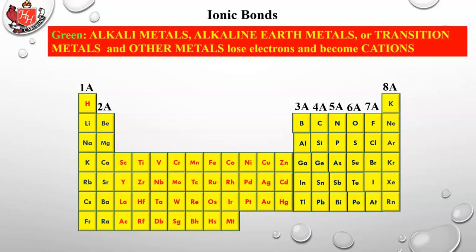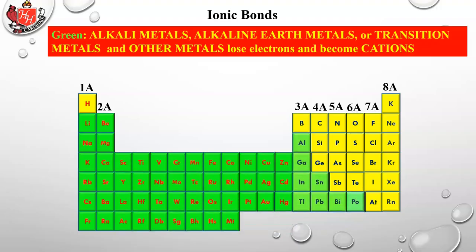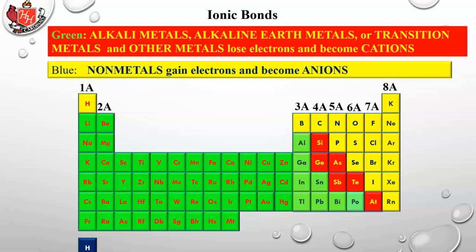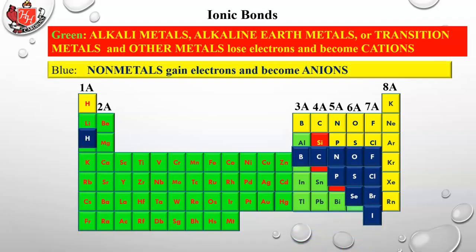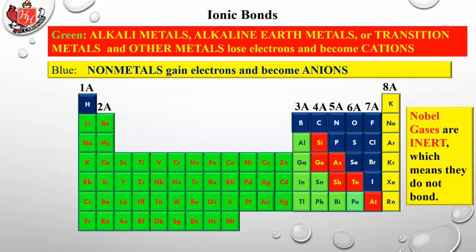Okay, so the green here, the alkali metals, alkaline earth metals, or transition metals, or other metals, lose electrons and become cations. So they become positively charged. Okay, those are the metalloids. Now the blue, the nonmetals, gain electrons and they become anions. So noble gases are inert, which means they do not bond.